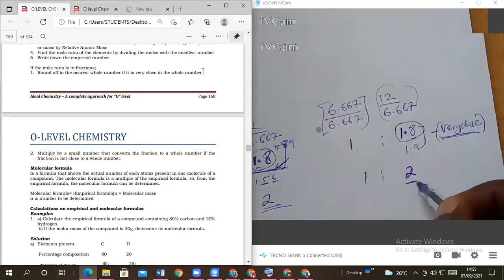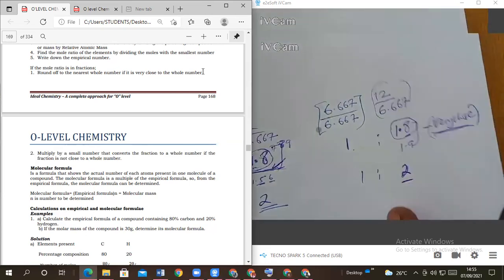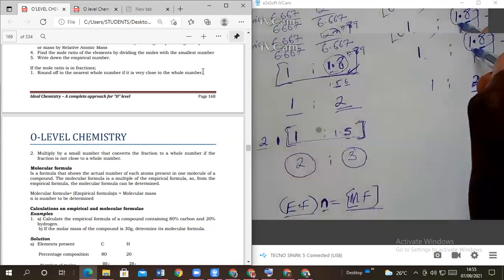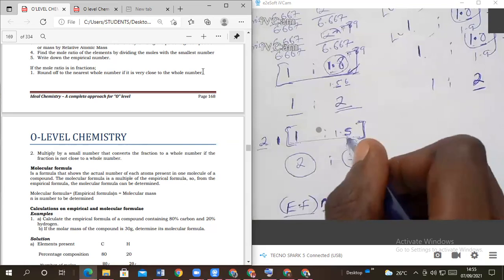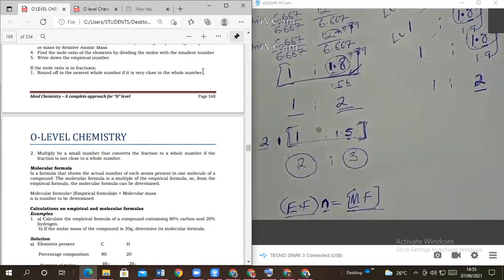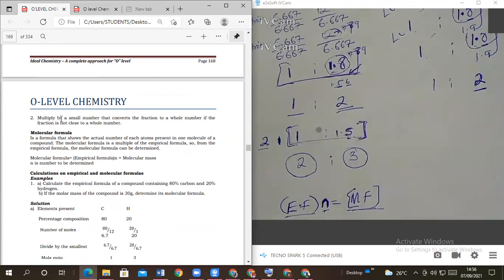2 to 2. Now, if you divide and then the number is below, like from 1.5 you are going backwards, what should you do? This is where you come in with the second option here. You multiply by the smallest number that converts the fraction to the whole number, if the fraction is not close to the whole number. Is it clear?